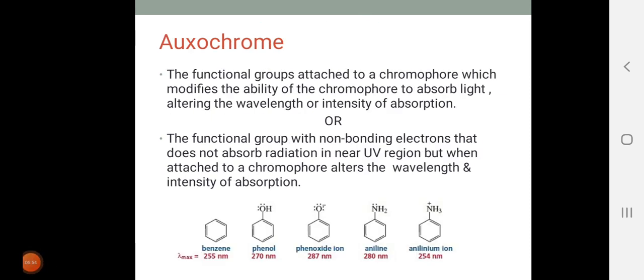Auxochrome. The functional groups attached to a chromophore which modify the ability of the chromophore to absorb light, altering the wavelength or intensity of absorption. Or, the functional group with non-bonding electrons that does not absorb radiation in the near UV region but when attached to a chromophore alters the wavelength and intensity of absorption.